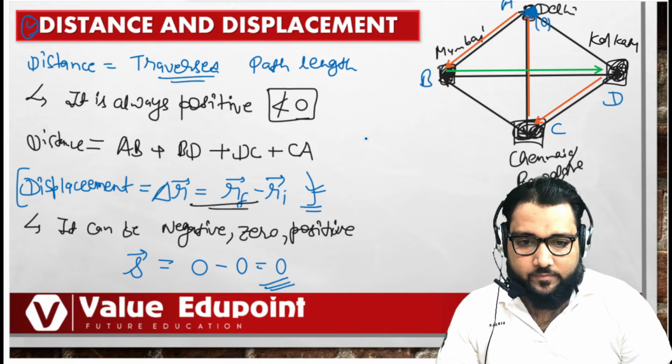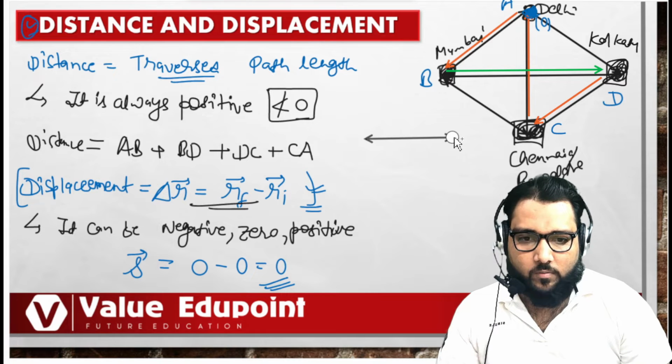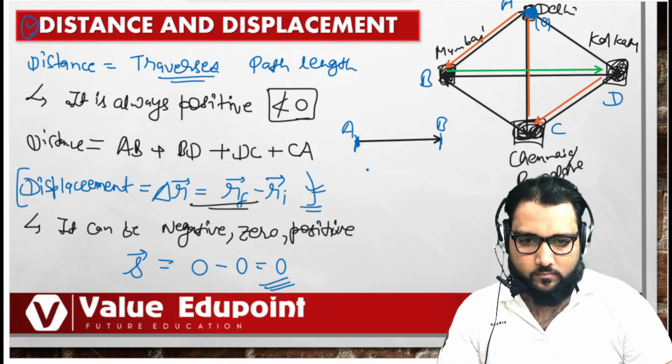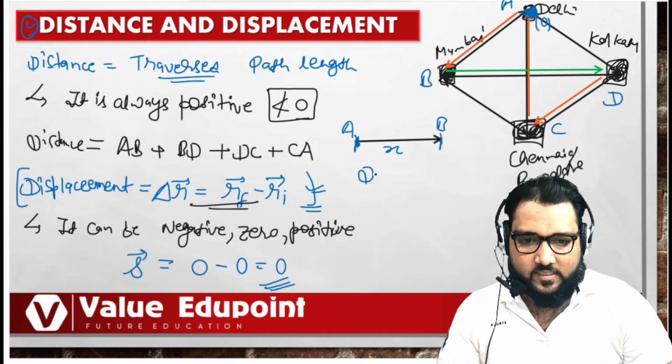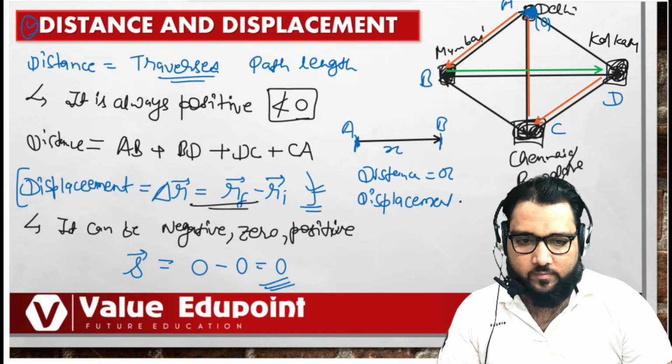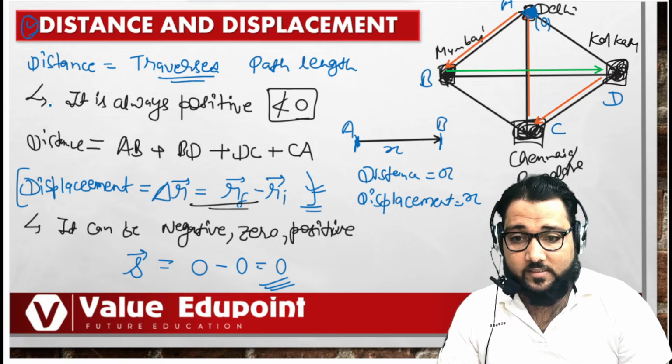But if I talk about another example, in this case, we use a single arrow, because we are dealing with direction. Suppose one person is starting from point A and another person is starting from point B. Is it important, guys? Is it okay, guys? Now in this case, suppose that this distance is x. So the distance is x and also the displacement is x.